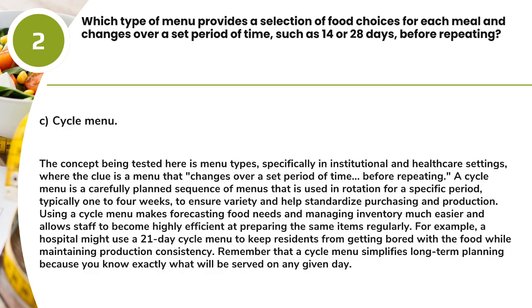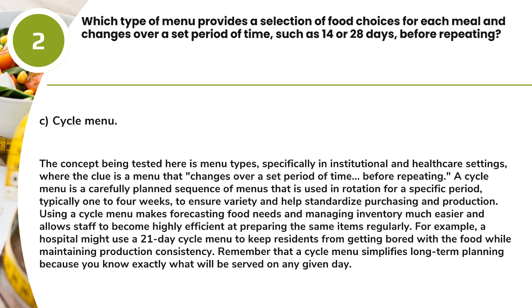Answer C. Cycle menu. The concept being tested here is menu types, specifically in institutional and healthcare settings, where the clue is a menu that changes over a set period of time before repeating. A cycle menu is a carefully planned sequence of menus that is used in rotation for a specific period, typically 1 to 4 weeks, to ensure variety and help standardize purchasing and production.